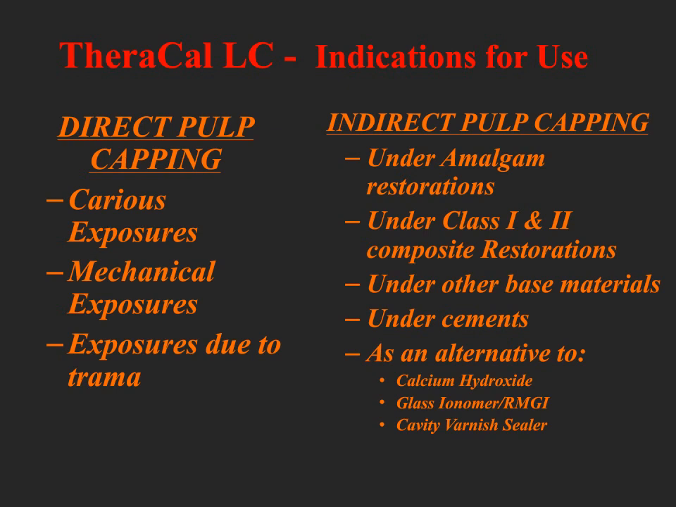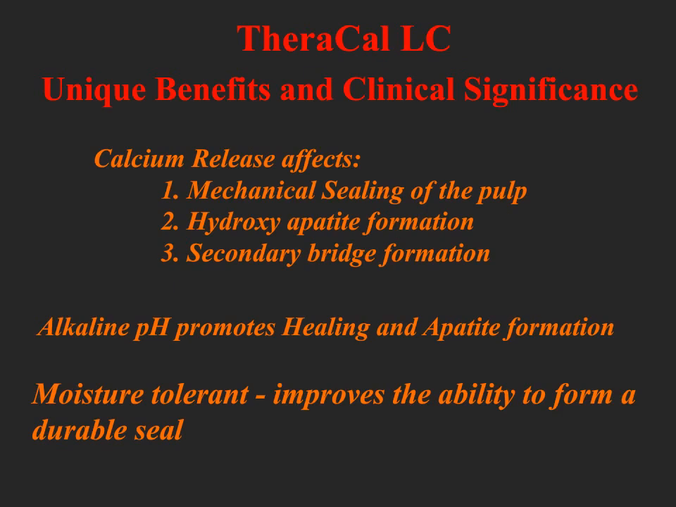Both of these products have calcium and phosphate available and can remineralize affected dentin and turn it back into healthy tooth with calcium and phosphate apatite. The calcium release affects mechanical sealing of the pulp, hydroxyapatite formation and bridge formation. The alkaline pH helps promote healing and apatite formation. And one of the things about TheraCal that's unique is the moisture-proof seal. We know that moisture is a problem in breakdown of the dentin bond over time. This is moisture from the dentinal tubules. So having a good seal is important for long-term success.